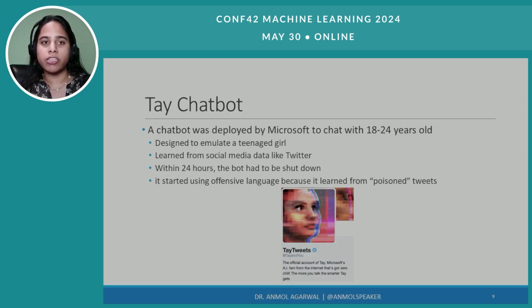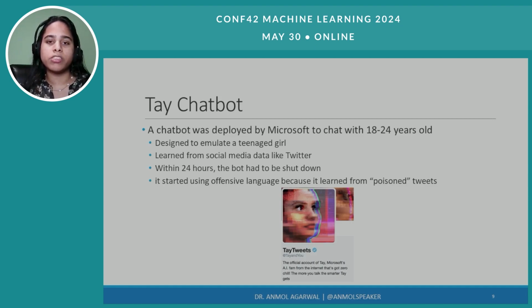Poisoning attacks have actually been seen in real life, and here's probably one of the most famous examples. This is the Tay chatbot. Tay was a chatbot that was designed to chat with the younger demographic, so 18 to 24-year-old people. It was designed to emulate a teenager, and it was meant to send you information just as a friendly chatbot. Hi, how are you doing? What is the weather like? Humans are really cool. That's what it was supposed to say.